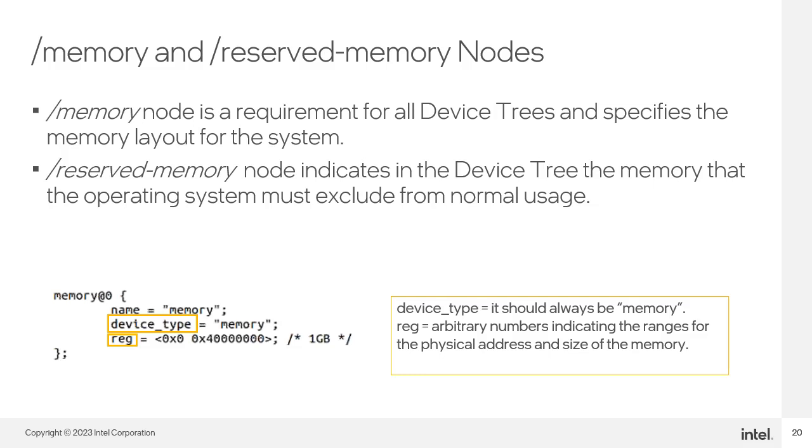In the example, you can find a memory node with a unit address of 0, with the name and device type always indicated as memory, and with the reg property. Those numbers in the reg property indicate the ranges, which are arbitrary, for the physical address and size of the memory and can be found in the reference technical manual.